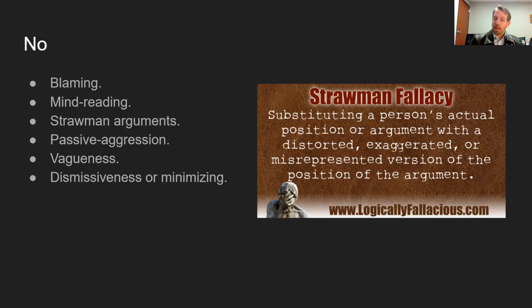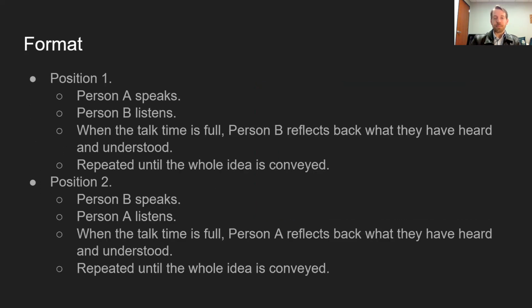We need to avoid passive aggression and also just being vague. It's very important to be very specific and to be very concrete in what we express to the other person. And we also need to make sure that we avoid minimizing or diminishing the other person's experience or being so focused on our own experience that we make no room for the other person's experience.